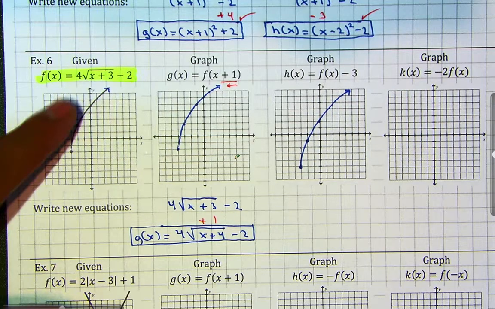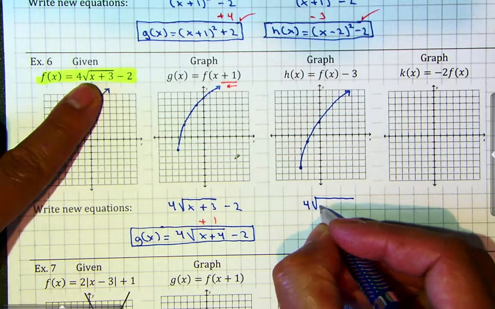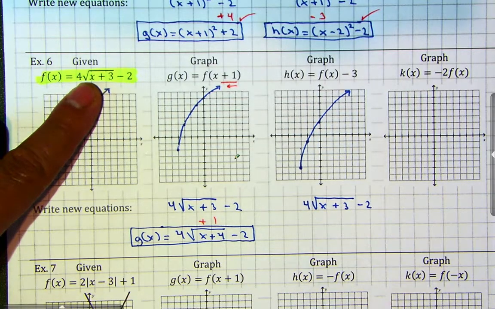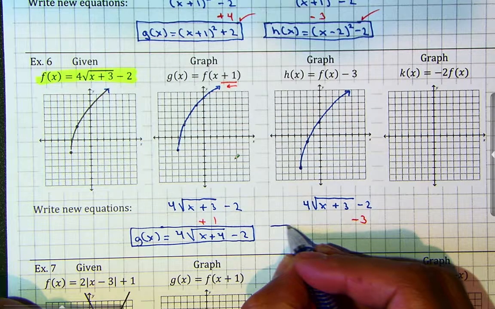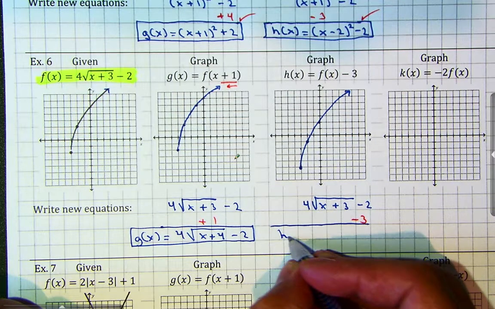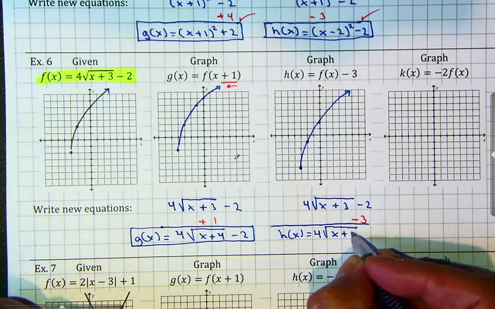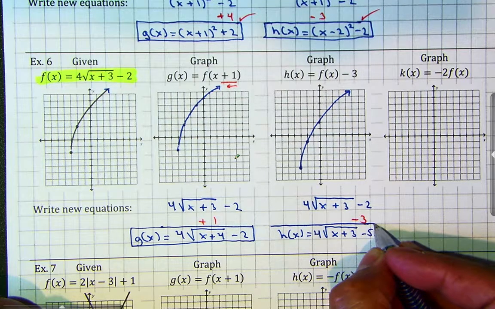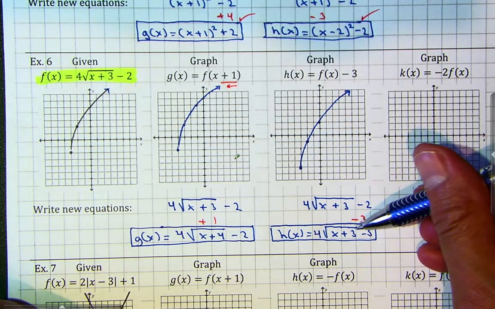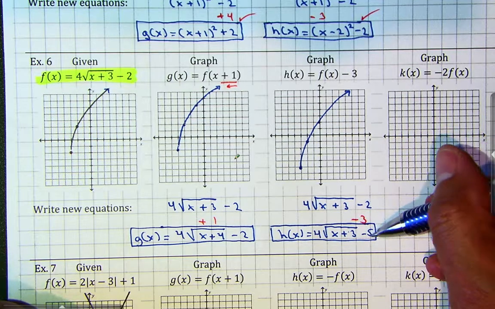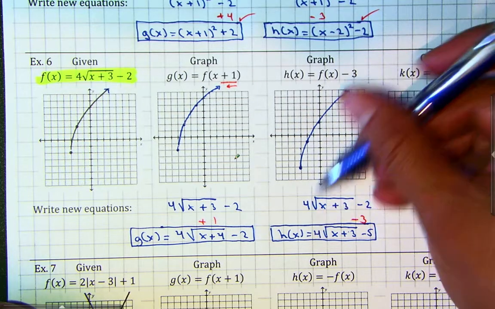And now I'm going to write down my equation. Make sure I have enough space. And there's a -3, so I'm just going to subtract 3. That is h of x equals 4 square root of x plus 3 minus 5. And that should match my graph. My starting point is -3, -5. 1, 2, 3, 1, 2, 3, 4, 5. My value is still 4, and that matches.